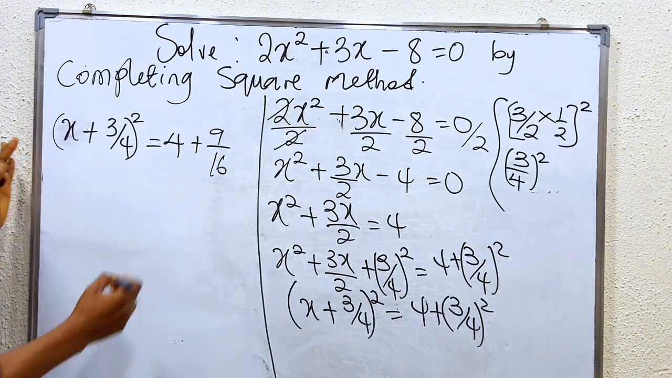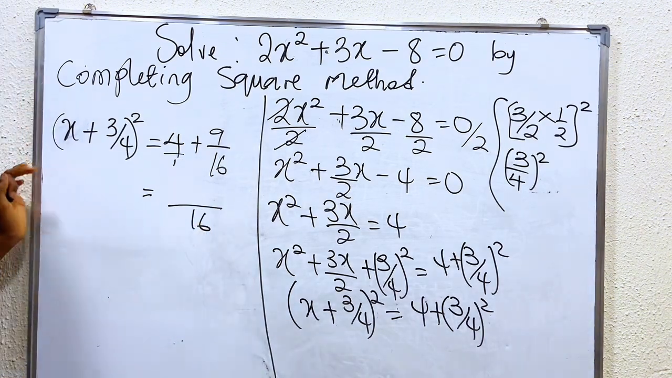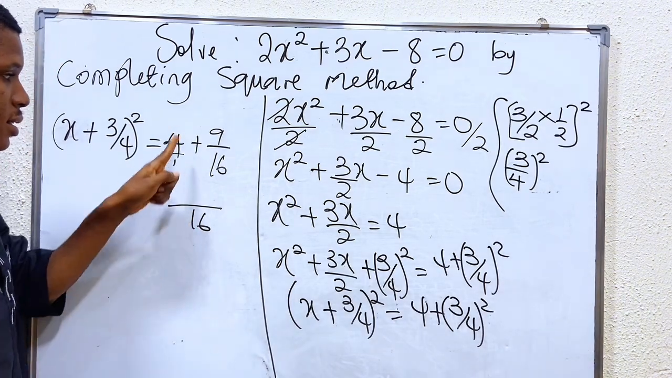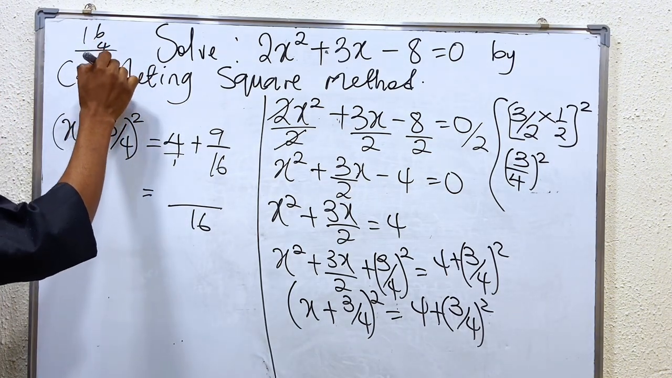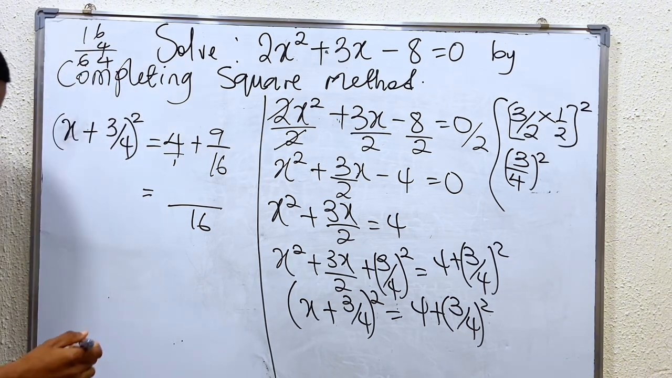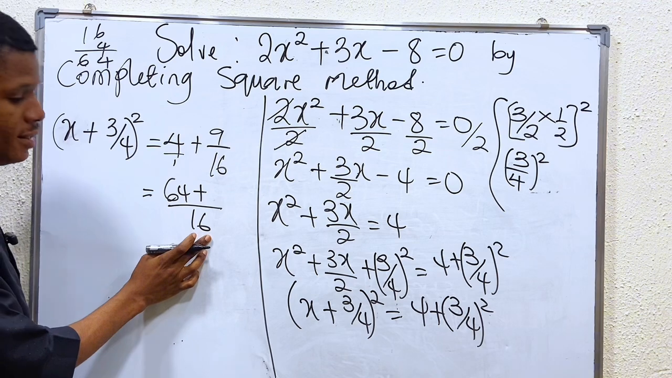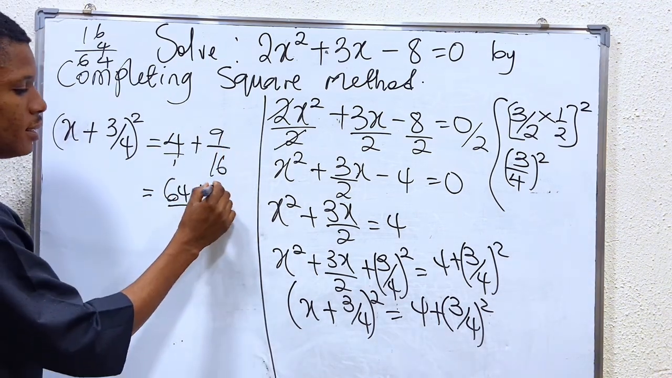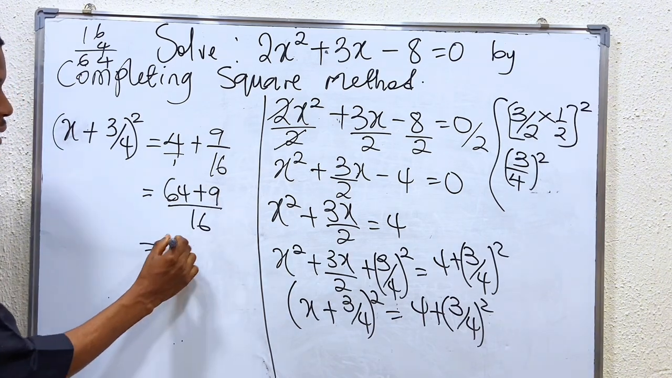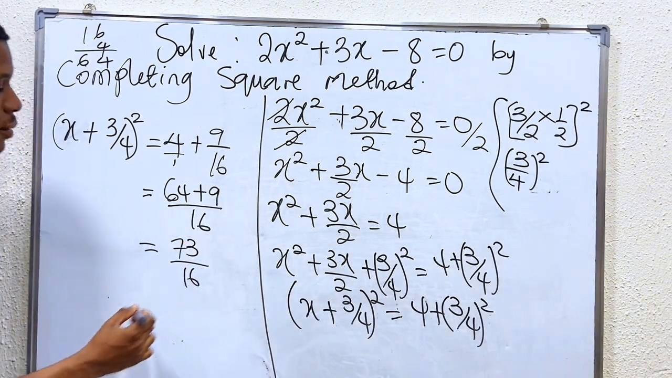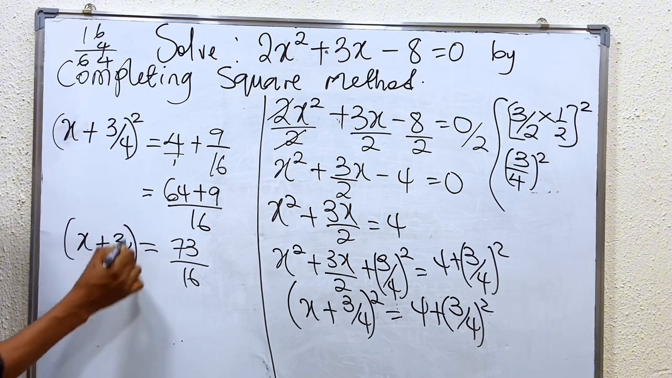Let's add this side. This 4 is over 1, so the LCM becomes 16. 16 divided by 1 is 16, and 16 times 4 is 64. Then 16 divided by 16 is 1, and 1 times 9 is 9. This will give us 64 plus 9, which is 73 over 16. So we still have (x plus 3 over 4) all squared.